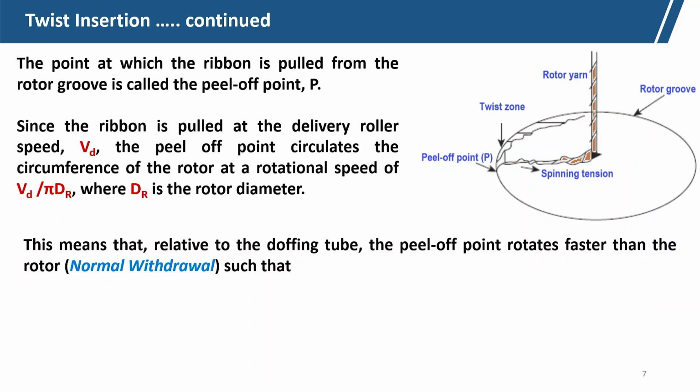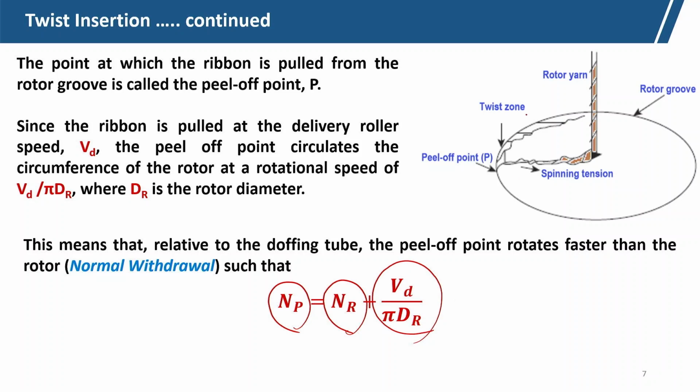And this means that every rotation of the peel off point will add one additional twist in addition to the rotor speed. So, ultimately the peel off point speed, the peel off point RPM, will be the rotor RPM plus a contribution due to the peeling off, due to the delivery.